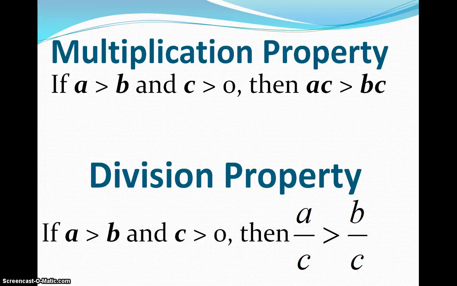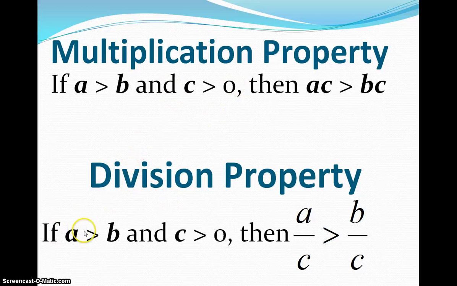Obviously, as you probably could guess, the multiplication property has the same kind of idea. A is greater than B, and in this case C has to be greater than 0. Then A times C is greater than B times C. Now, if C is equal to 0, then both of these are 0, which means that 0 is not greater than 0. And if C is negative, let's say A is equal to 3 and B is equal to 2, and C is equal to -1, then it would mean that -3 is greater than -2, which we know is not true. So that's why we have to say that C is greater than 0.